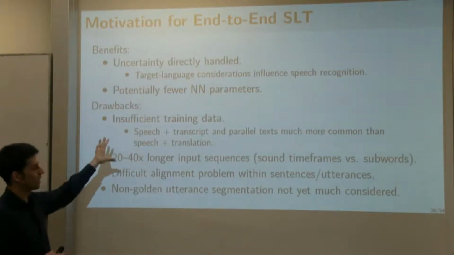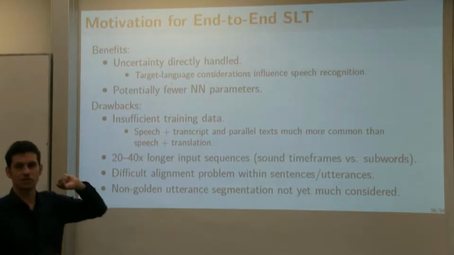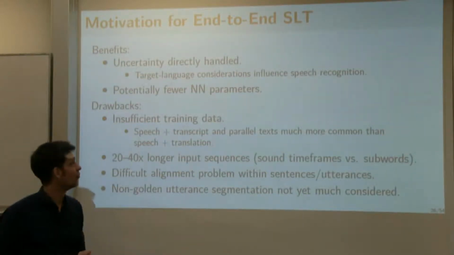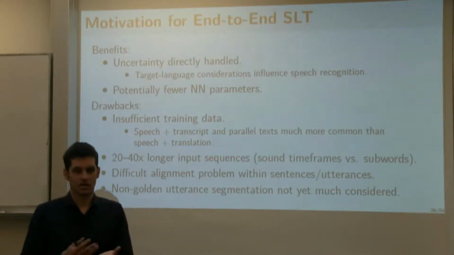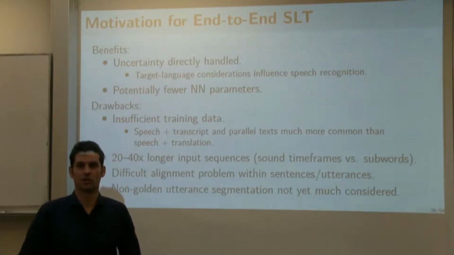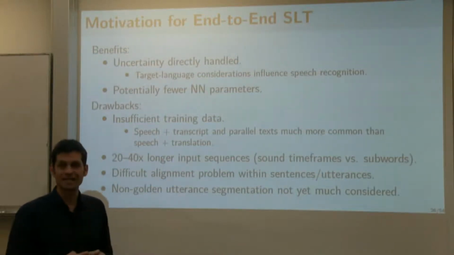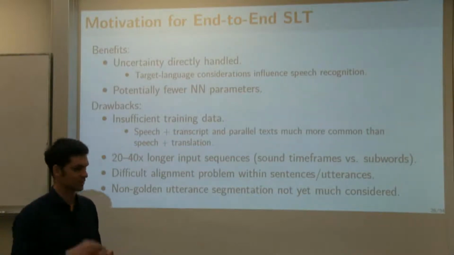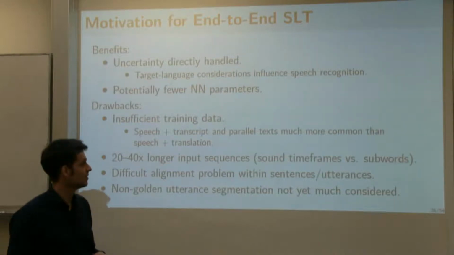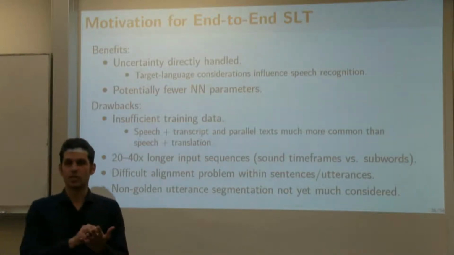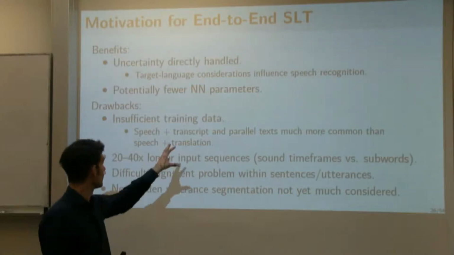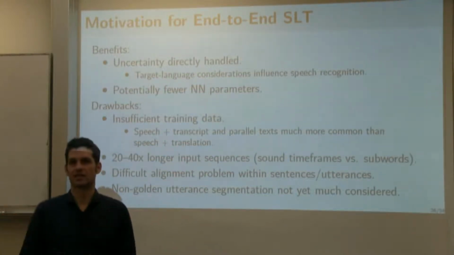So the main drawback, and I've already hinted that, is the insufficient training data. We already have quite sizable corpora for speech recognition, that is speech and the correct transcript, and we have huge corpora for translation, so parallel texts. Obviously, we have even larger texts that are monolingual, but we have reasonably sized parallel texts. But what we don't have is speech in the source language and the text in the target language in sufficient amounts. So what people sometimes do is they synthesize some side of that.